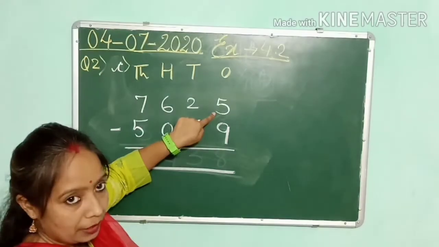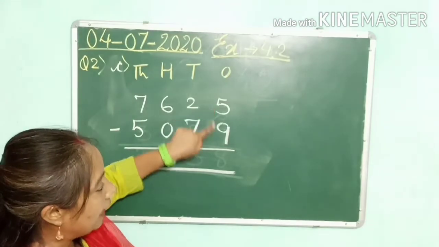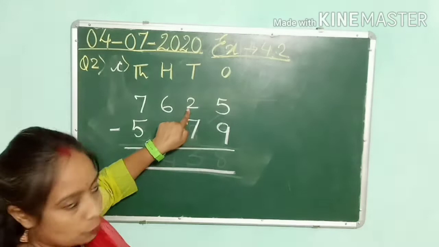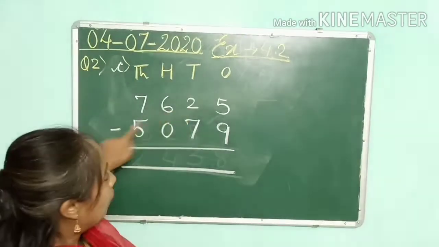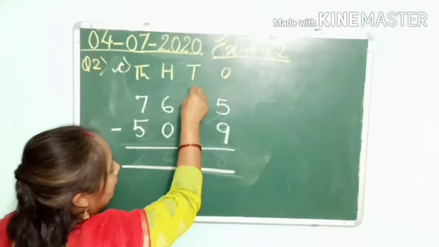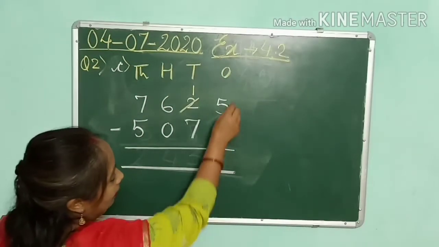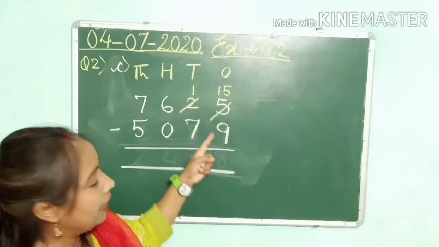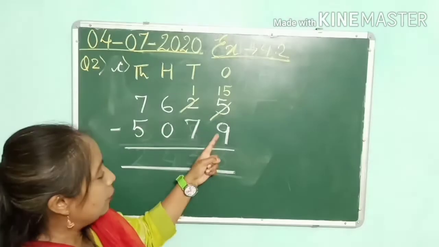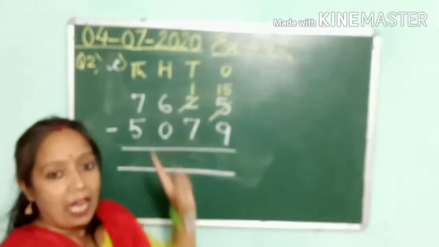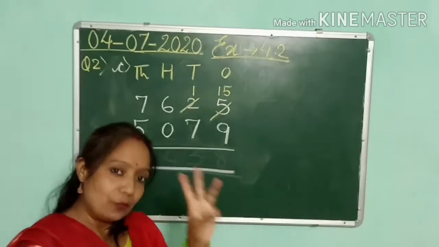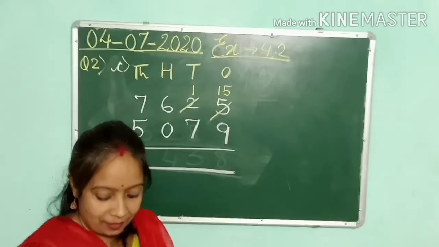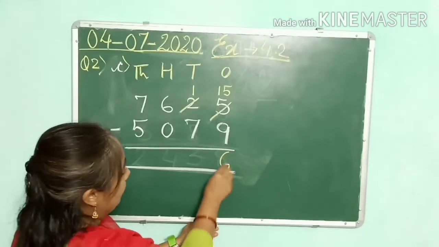Is it possible? No, because 5 is smaller than 9. So what we will do? 5 will borrow from this 2. Clear? So what will happen? 2 becomes 1 and this 5 becomes 15. Now you have to subtract 15 and 9. So after 9 you start counting till 15. After 9, 10, 11, 12, 13, 14, 15. How many fingers? 6. So you write here 6.